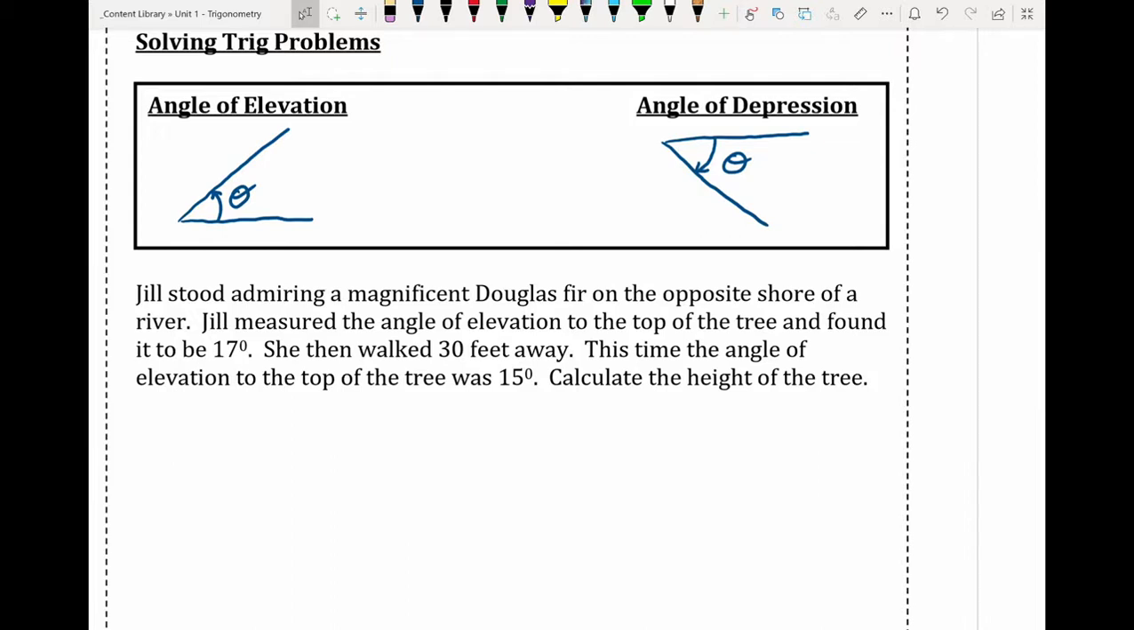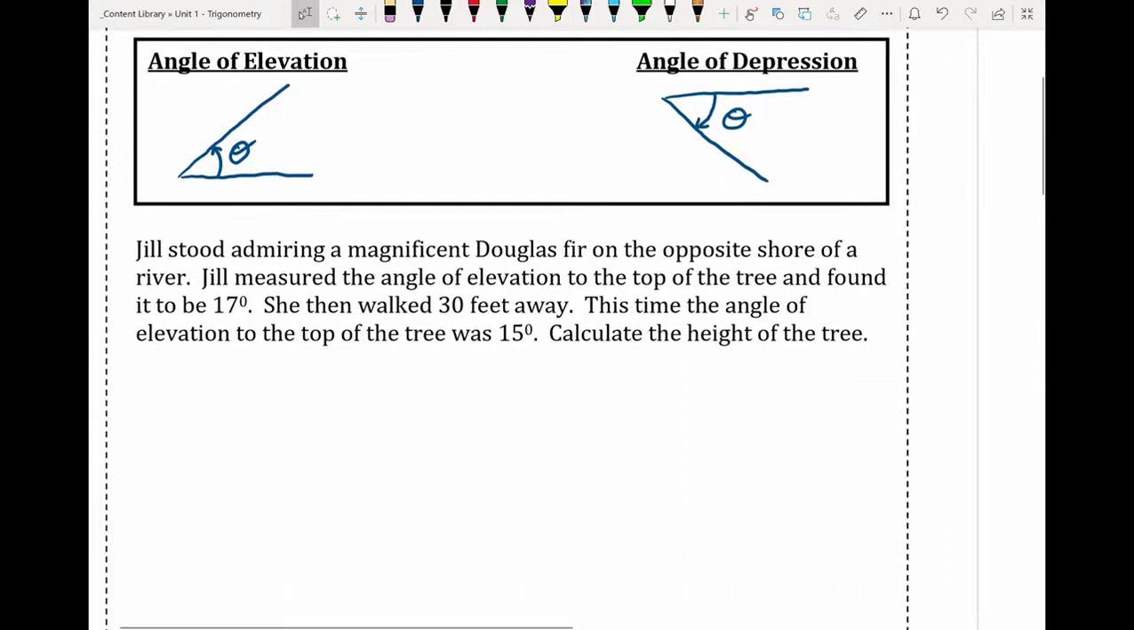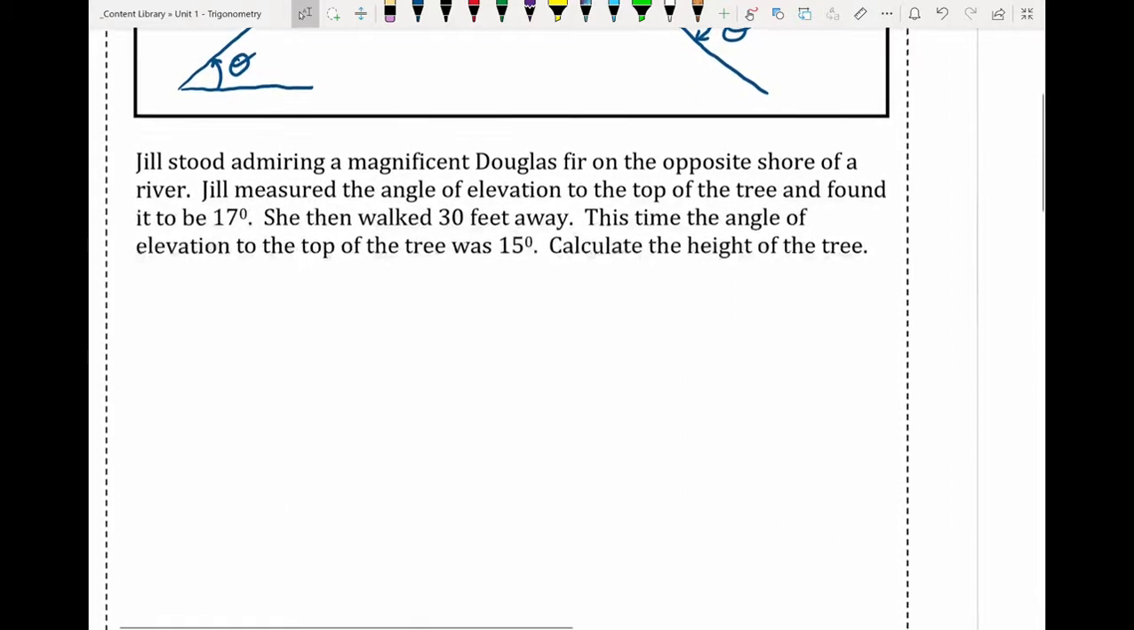So in our first problem, Jill stood admiring a magnificent Douglas fir on the opposite shore of a river. Jill measured the angle of elevation to the top of the tree and found it to be 17 degrees. She then walked 30 feet away. This time the angle of elevation to the top of the tree was 15 degrees. Calculate the height of the tree.